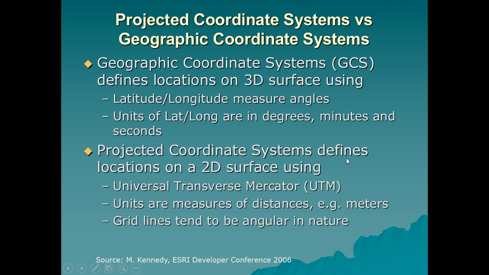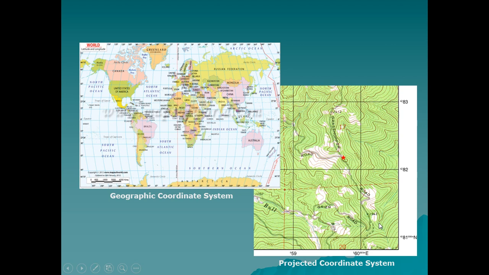The projected coordinate system, which locates on the 2D surface, as mentioned before, this is just reinforcement of the information here. It uses Universal Transverse Mercator. Instead of measuring location using angles, it actually uses distances. So UTM actually uses meters. And on the map, you would usually tend to find gridded lines which are angular in nature. So here we have some visual examples for you to distinguish between the two.